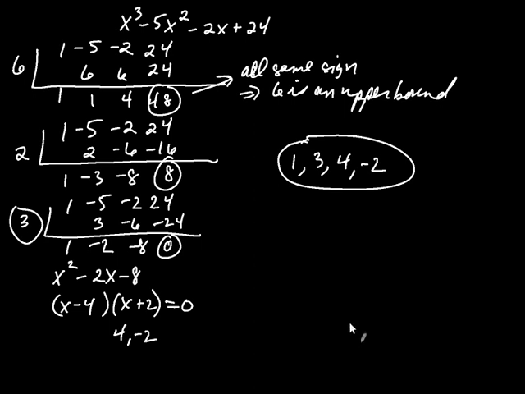Okay, so that's how you use Descartes' rule of signs, the upper and lower bound theorem, the rational roots theorem, and so on, to find real zeros of polynomials.